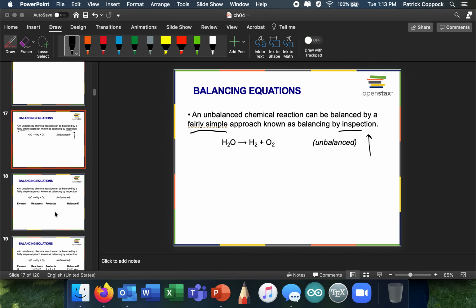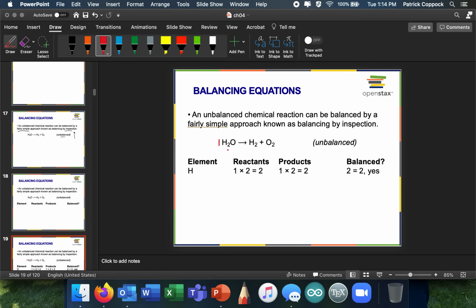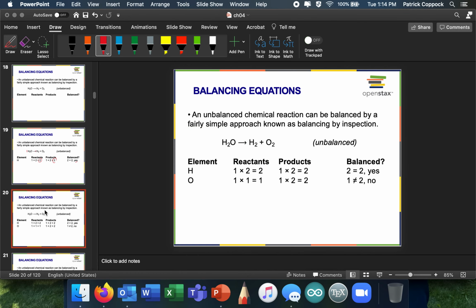All right. So first of all, let's look at this equation. Is this balanced? Well, I've got a note here saying no, it's not balanced. But let's see why. Let's use the same table. Let's make a list of elements, a list of reactants, a list of products, and is it balanced or not? So first of all, hydrogen. Is hydrogen balanced? There's a 1 here, right? Because it's assumed to be 1 if there's nothing. So 1 times 2 is 2, and 1 times 2 is also 2. Is that balanced? Yes, it is.